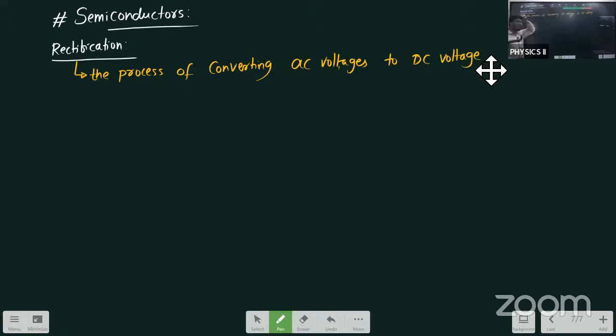How many types of rectifiers will we generally be discussing in our syllabus? One is called a half wave rectifier, the other is called a full wave rectifier. Listen carefully in this class. Definitely you may get this question because it was previously asked in your main examination. What are half wave and full wave rectifiers? So what is the definition of rectification? The process of converting AC voltage to DC voltage is called rectification, and the device used for this process is called a rectifier. Now let us discuss the first one, the half wave rectifier.